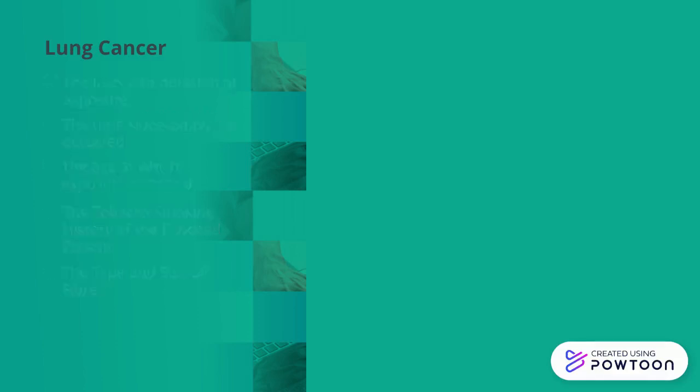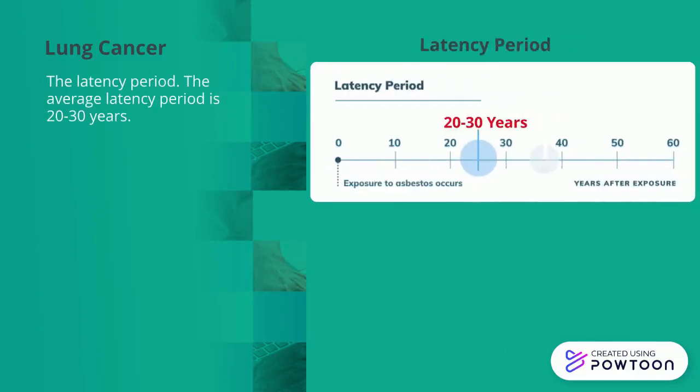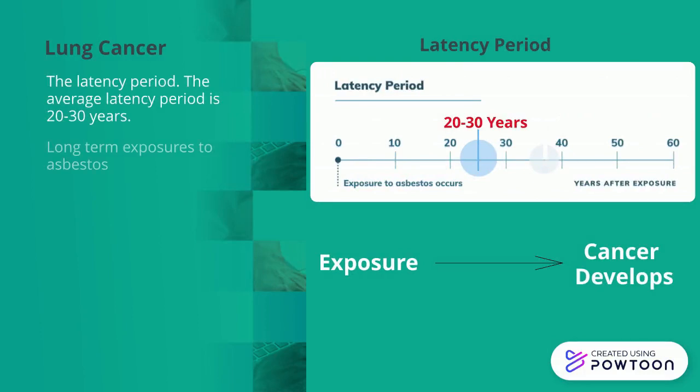Research shows that smokers are between 50 and 100 times more likely to develop asbestos-related lung cancer compared to those who do not smoke. The time from exposure to the development of cancer is known as the latency period. The average latency period is 20 to 30 years. Lung cancer is generally associated with long-term exposure to asbestos.